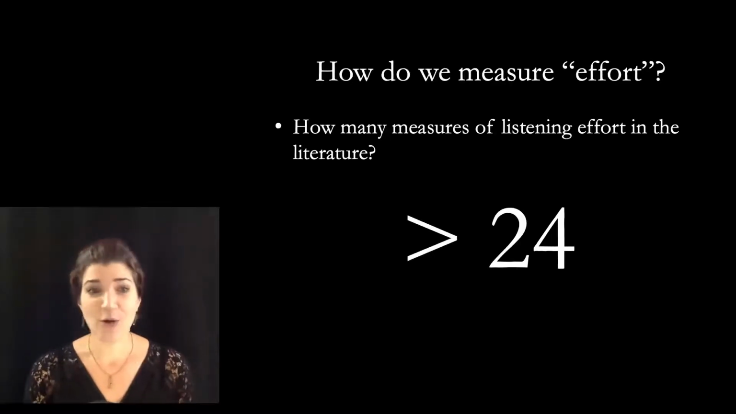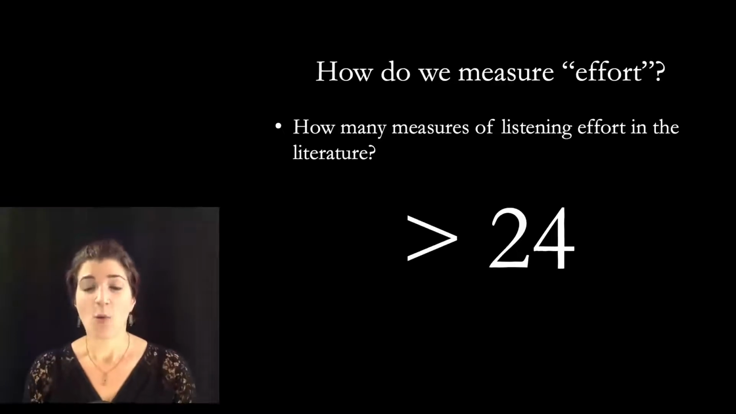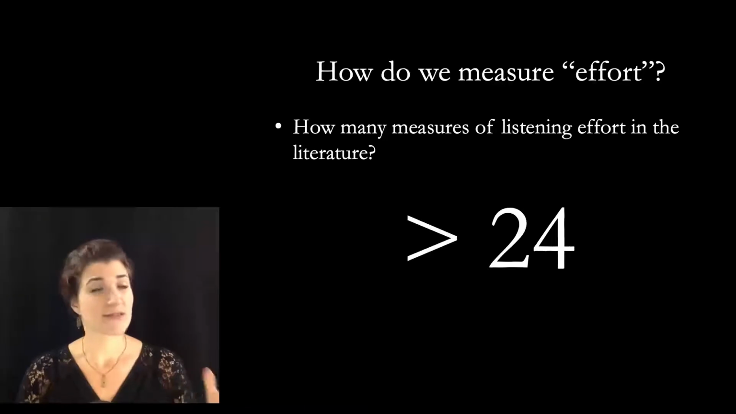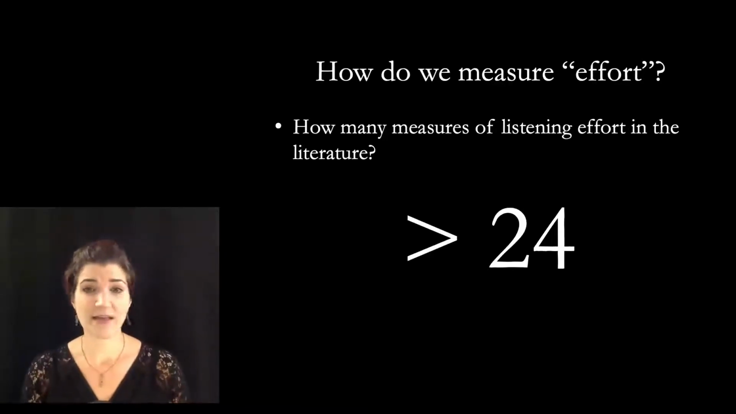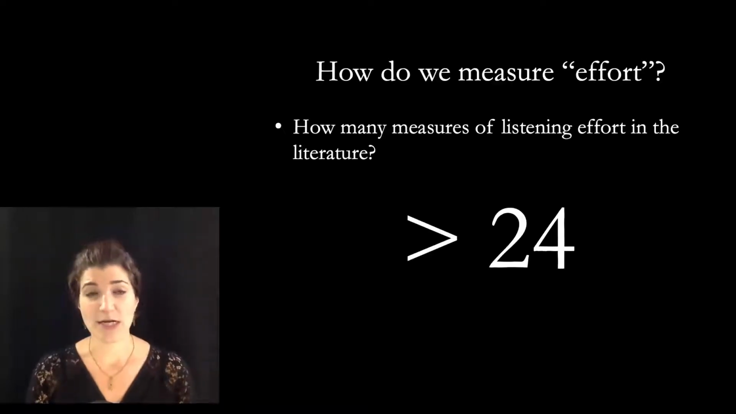Okay, so how do we know if those 24 different measures are all testing the same thing? Well, one thing that we can do is have the same people take lots of these tests using the same materials and see if they render the same results. If they're all measuring the same thing, they should be highly intercorrelated with one another.